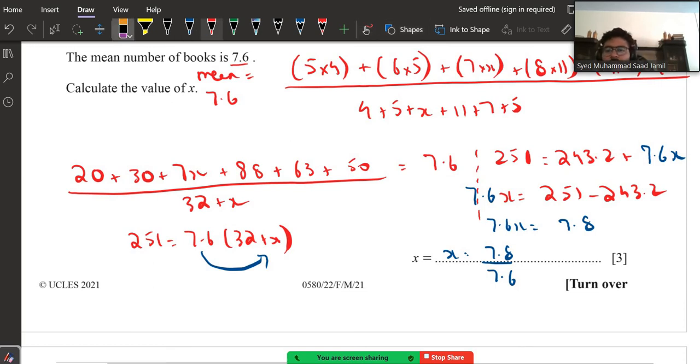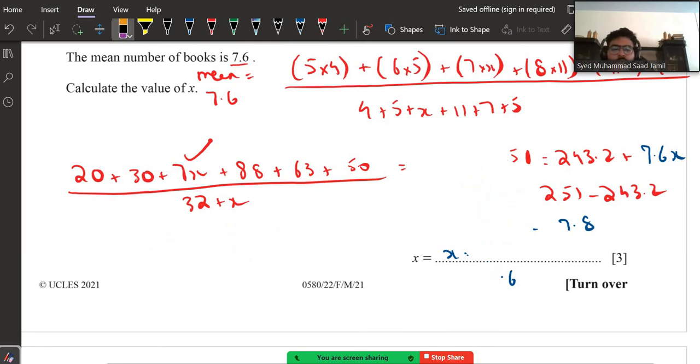Acha, I had made another error as well. This is just not going to be 251. I forgot to write down the 7x. So I'm just going to erase all of this part and do the working again to avoid all sorts of confusion.